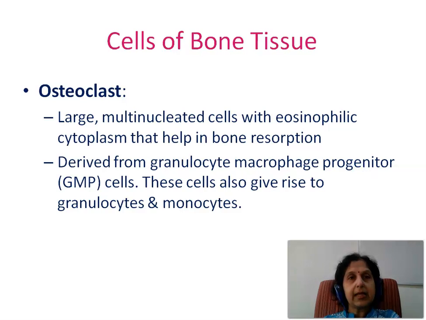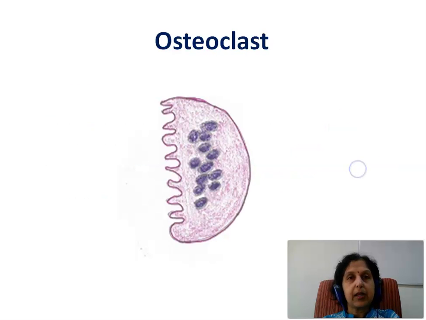The next cell is the osteoclast cell. This is a large multinucleated cell with eosinophilic cytoplasm that helps in bone resorption. They are derived from granulocyte macrophage progenitor cells, or the GMP cells, and these cells also give rise to the granulocytes and the monocytes. This is a diagram of an osteoclast cell, where we can see that each cell is a large multinucleated cell.